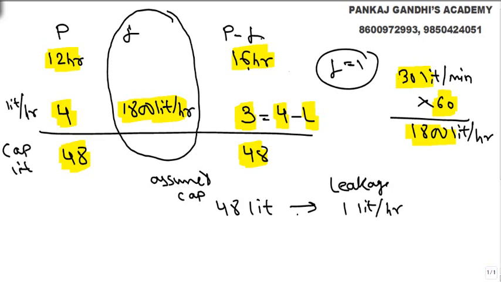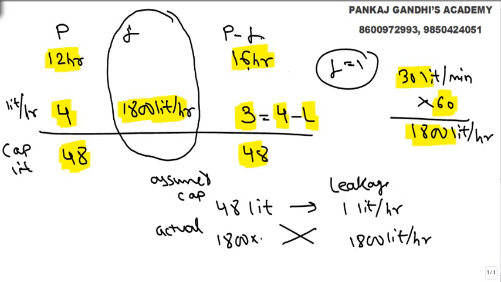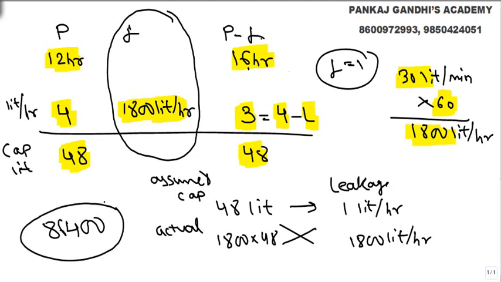If capacity is assumed 48, leakage per hour is 1 liter. But the actual leakage is 1800 liters per hour. So what is the capacity? Opposite multiplication into 48. So we get 1800 times 48, which is 86400.